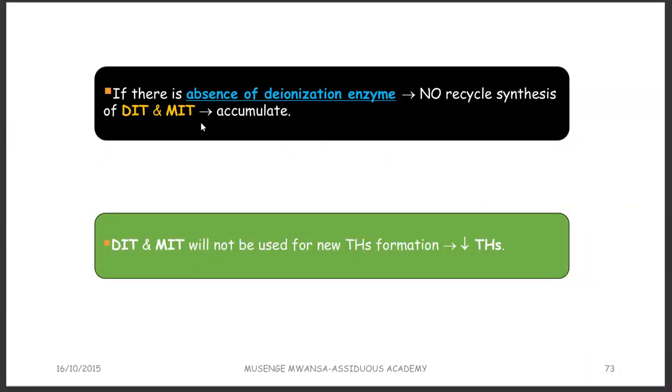And then if there is an absence of deiodination enzyme, there's going to be no recycling or synthesis from DIT and MIT. And so these are going to accumulate. DIT and MIT will not be used for new thyroid hormone formation. And that is going to lead to the drop or the reduction in thyroid hormone because you can't use these because there's nothing to break them down so that you can reuse them.